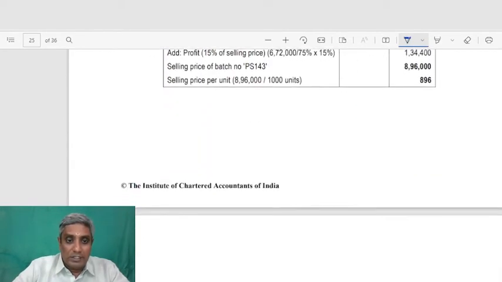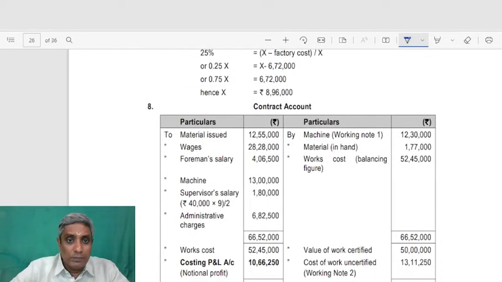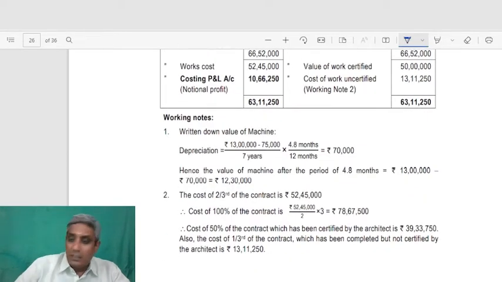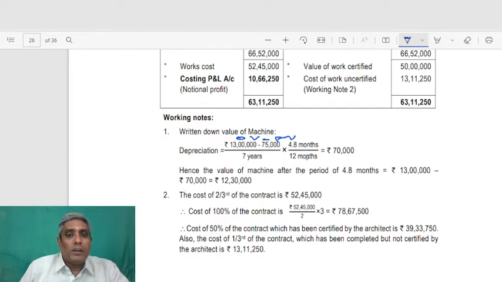Now here straightforward workouts. First of all the depreciation: 13 lakh minus 75,000, that is original value minus scrap value, divided by 7 years. This is the total number of years, and for this particular contract it has stayed for 4.8 months. So 4.8 divided by 12, the value is 70,000. So hence the value of machine after a period of 4.8 months is 12,30,000.